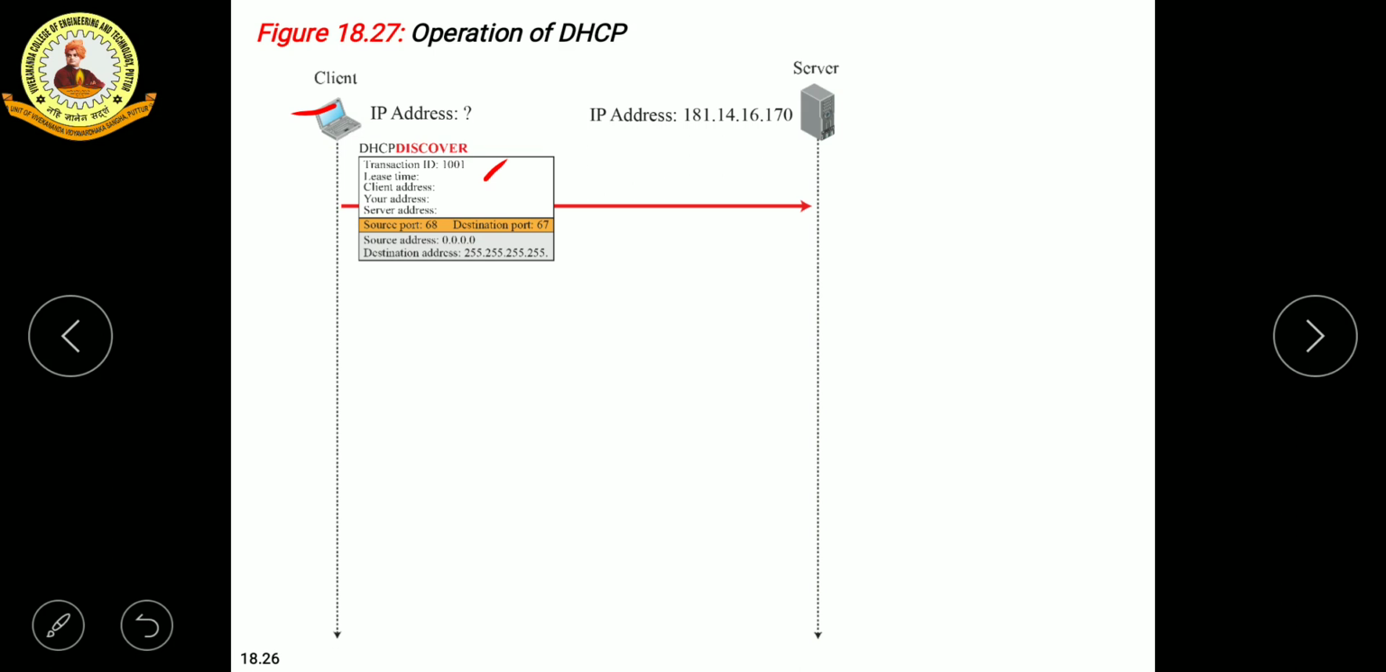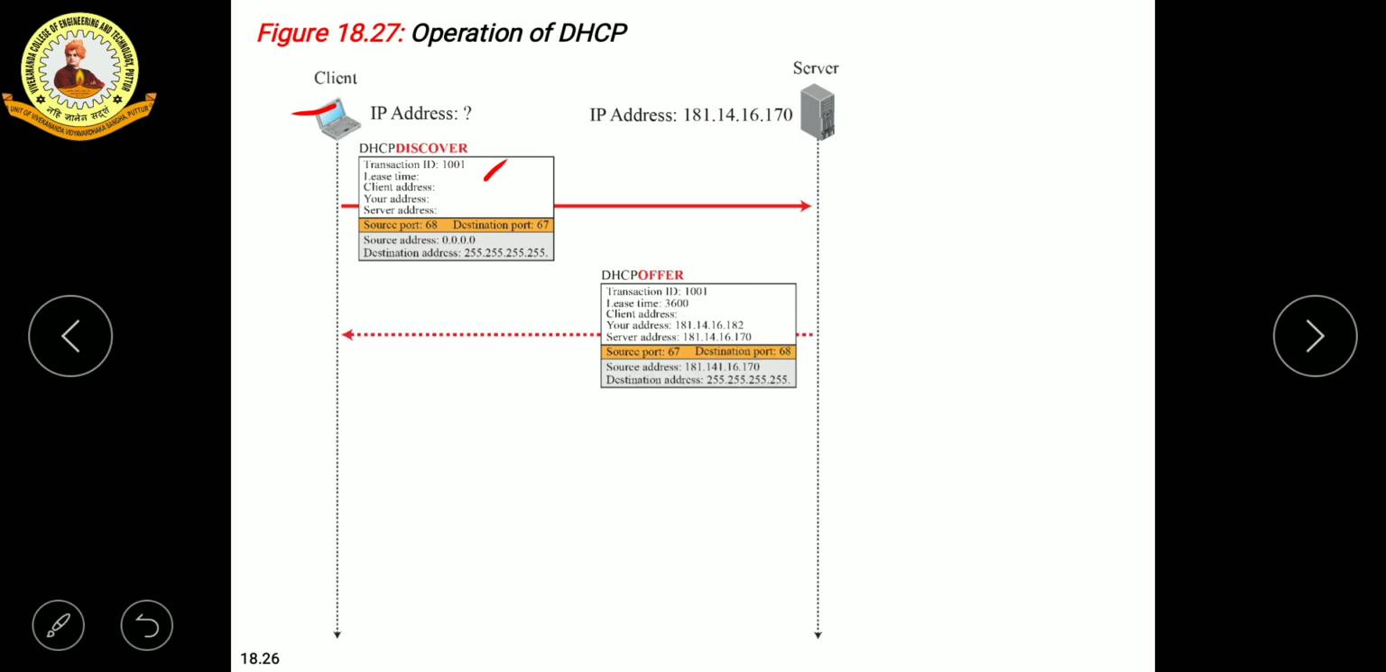Then second, this message is received by the server. Now the server responds with a DHCP offer message, in which the your-address field defines the offered IP address for the joining host, and the server address field includes the IP address of the server. The message also includes the lease time for which the host can keep the IP address. I'll show you the next scenario, that is DHCP offer. Look at the options present here. Transaction ID is 1001, the same as before. Then the lease time is 3600, up to which point it can use this IP address.